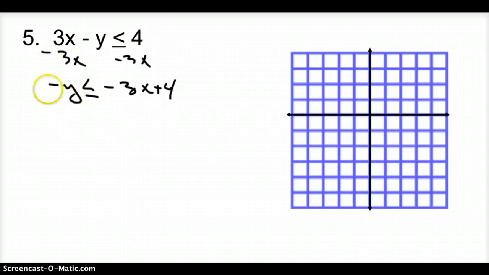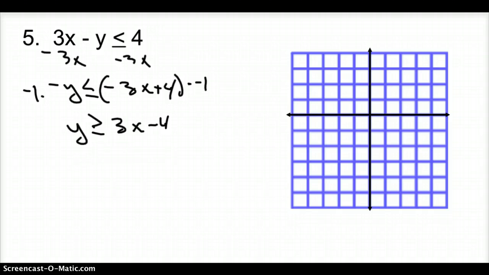Then we still have this negative. So remember, when we change signs, when we multiply or divide by a negative, we have to flip the inequality. So I'm flipping the inequality. Then I have 3x minus 4. Now we have a slope of 3. We have a b, or a y-intercept, of negative 4.